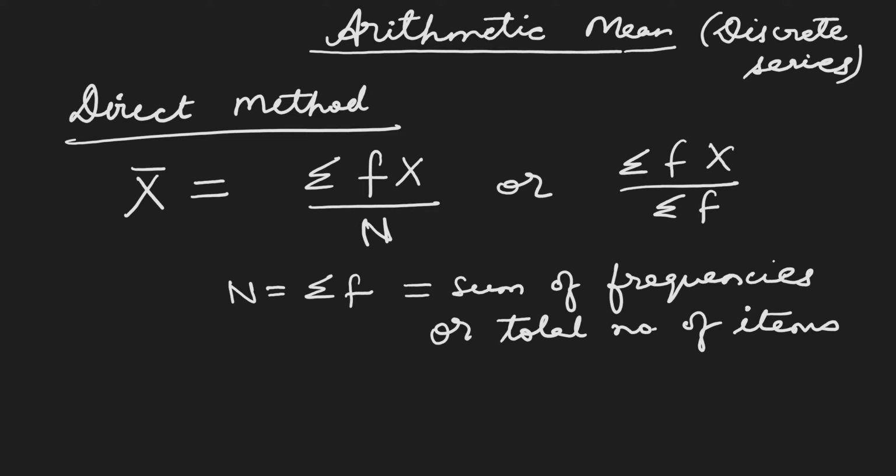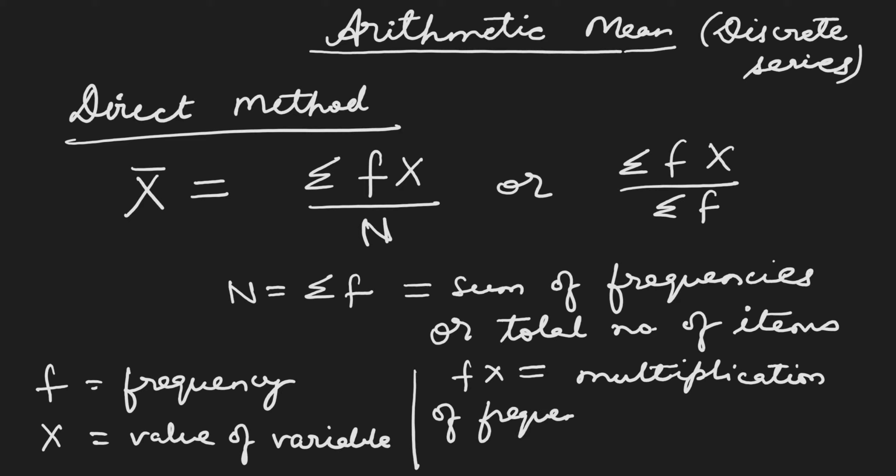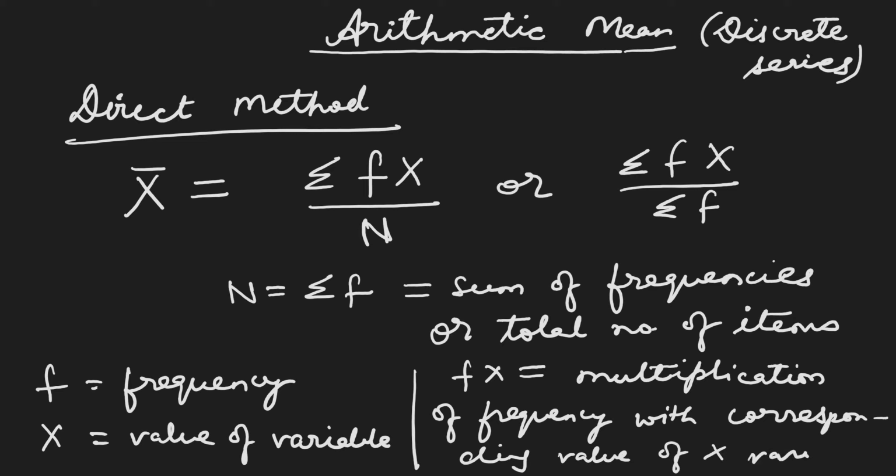Next is f and x, means small f is nothing but frequency, x is the value of variable, so fx means multiplication of frequency with corresponding value of x variable. So this is the detail of the formula.